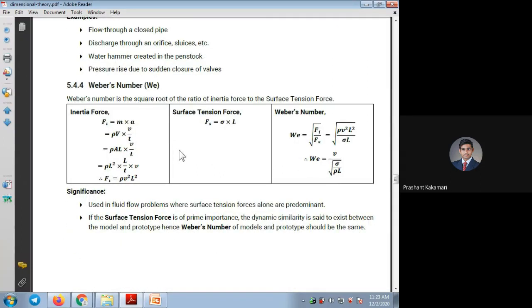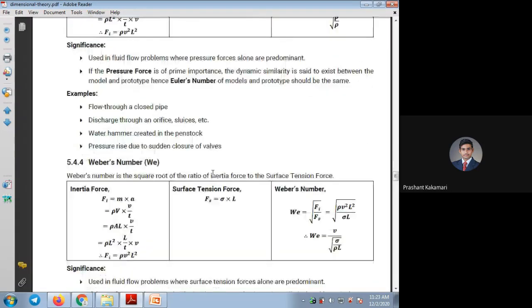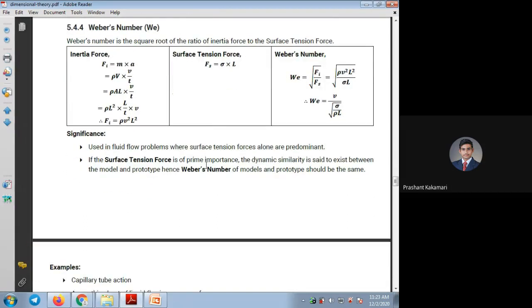Next, you can note down Weber's number. Weber's number is the ratio of inertia force to the surface tension force, under square root. Whenever this name Weber comes, you can recall surface tension. So Weber has tension, Euler has pressure. So for Weber, I take the ratio of inertia force to the surface tension force under square root.